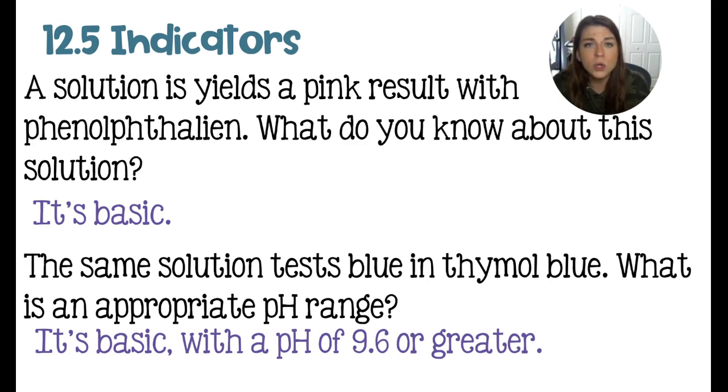And then for thymol blue, again, thymol blue is probably one that you'll need to look up, but if it is blue, then that means the pH is 9.6 or greater. It is a yellow result, I believe, if it is 7 or less. And then in between 7 and 9.6, it would be a mix of yellow and blue, yielding a green result. So in the case of our solution, because we have the blue result, it would have to be a basic solution with a pH greater than 9.6.